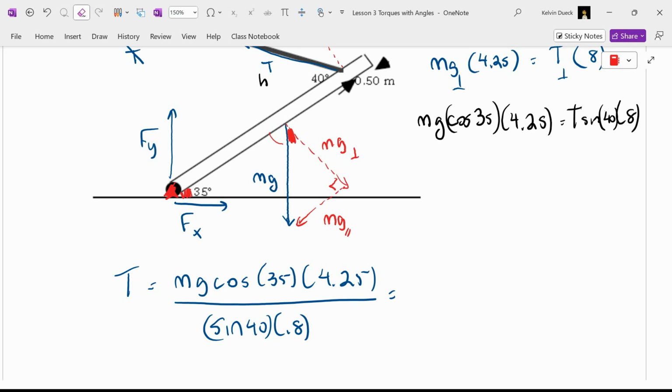And that's really torques with angles. We're going to do one more ugly one and then we'll call it.